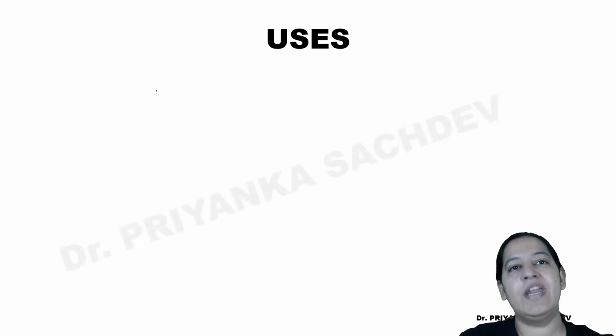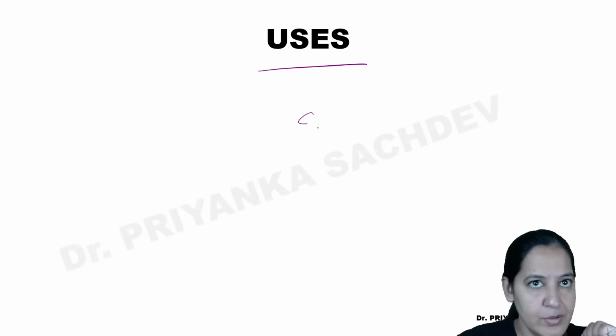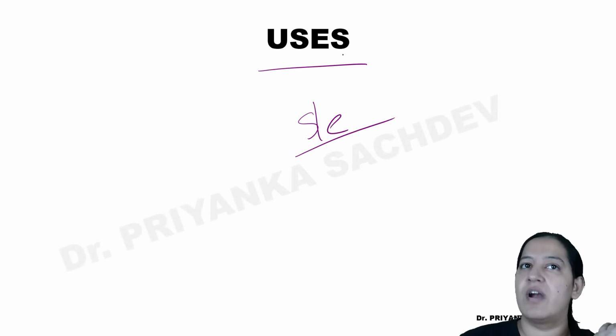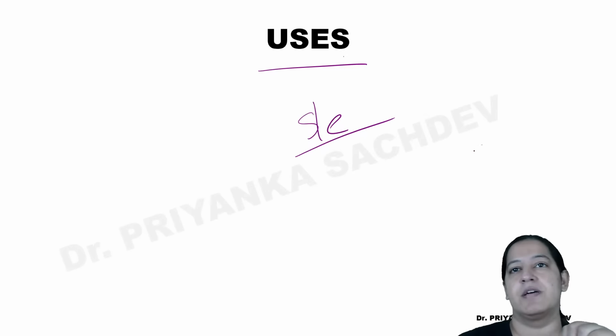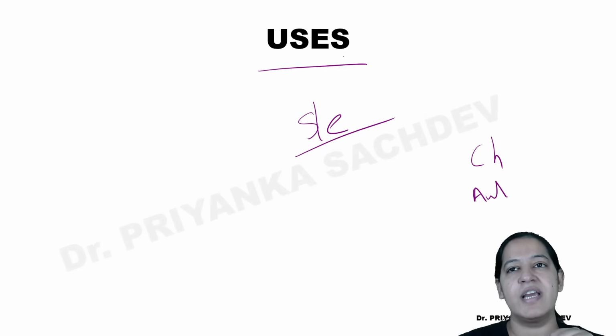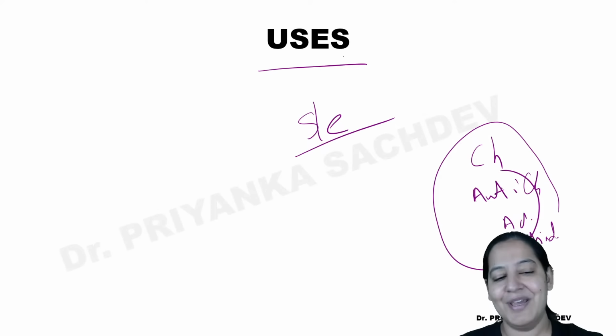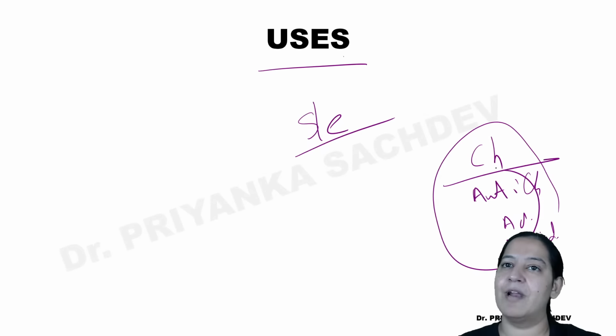Everyone, I will tell you a unique way of learning uses and side effects without mugging up. I will tell you a unique way of learning uses and side effects of all 4 chapters: cholinergic, anticholinergic, adrenergic and anti-adrenergic. All 4 chapters I will tell you a very unique way. So what is my unique way? Just see, for the first chapter, cholinergic drugs.